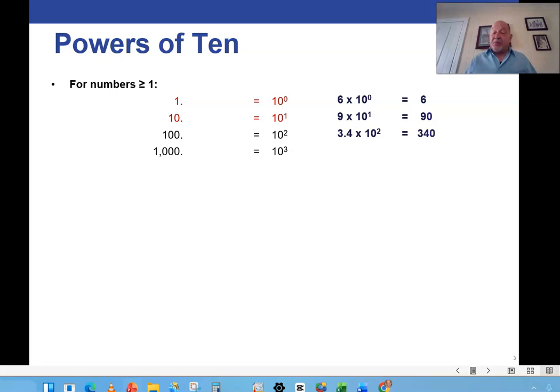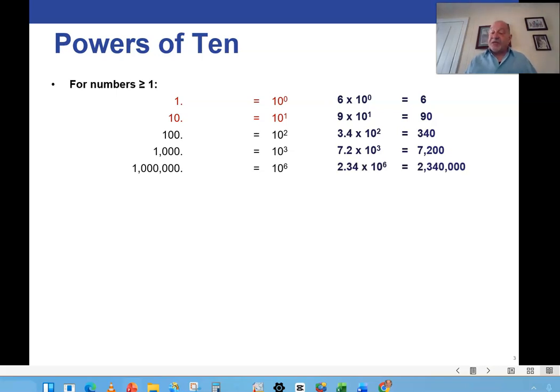1,000 is 10 to the 3. You'll notice the number of zeros in each of these is equal to the positive power of 10. So using that, 7.2 times 10 to the 3, that's 7.2 times 1,000, or 7.2 thousands, that's 7,200. 1 million is 10 to the 6. You'll notice there's 6 zeros there.